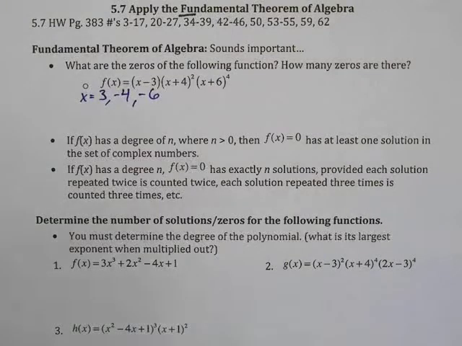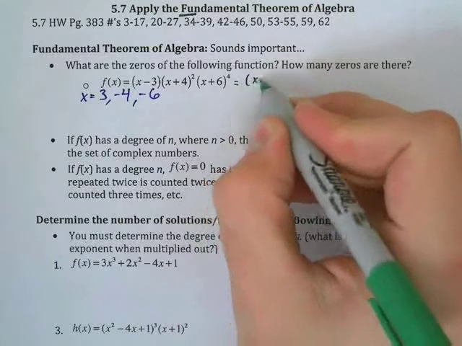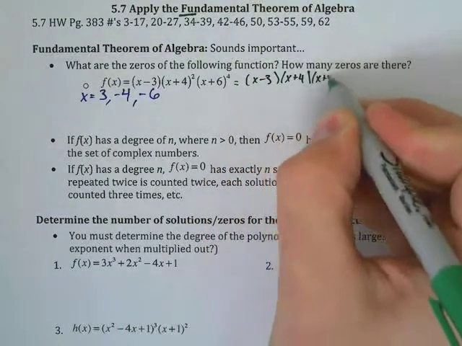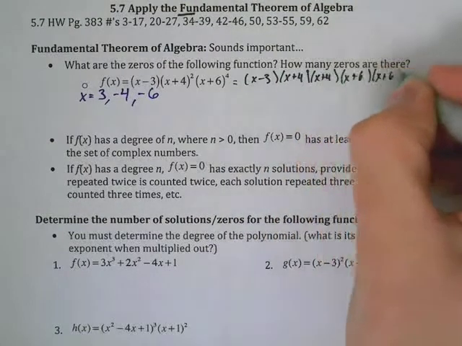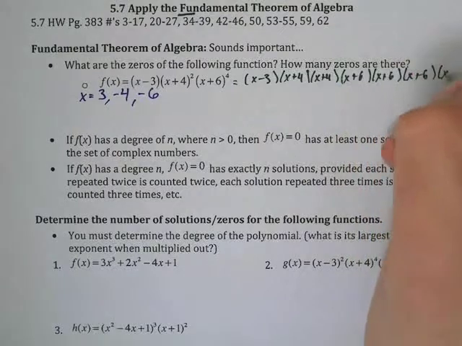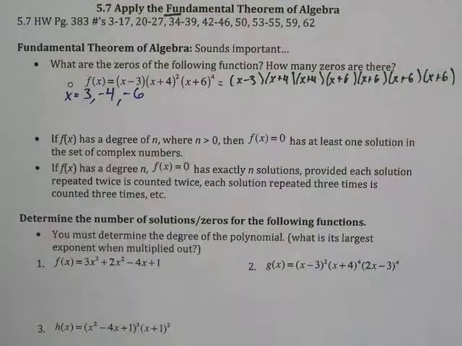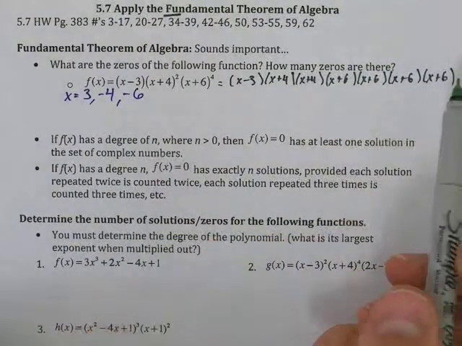Now, we have to sort of make a new definition, or at least get something out of the way before we move forward. This function could also be written as x minus 3, x plus 4, x plus 4, x plus 6, x plus 6, x plus 6, and x plus 6. It barely fits on the paper. We could write it like that because x plus 4 is being squared, and x plus 6 is being raised to the 4th power, so there are 4 of them.